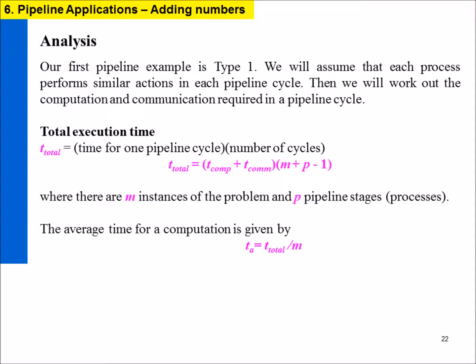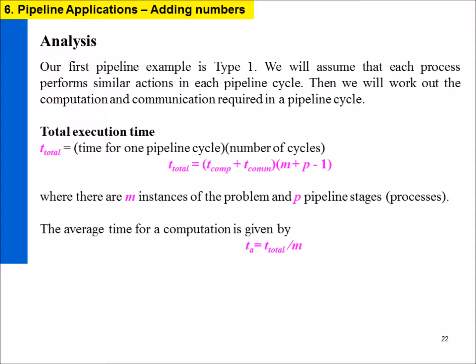So how efficient is this? Well, our first pipeline example is type 1. So it is efficient only if we have more than one instance of the problem to solve. This means more than one set of numbers to add together, because if you only have one, then you might as well use one processor.